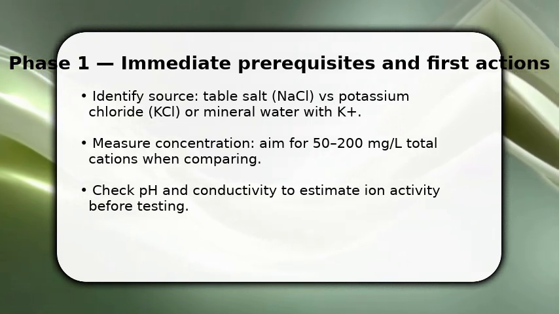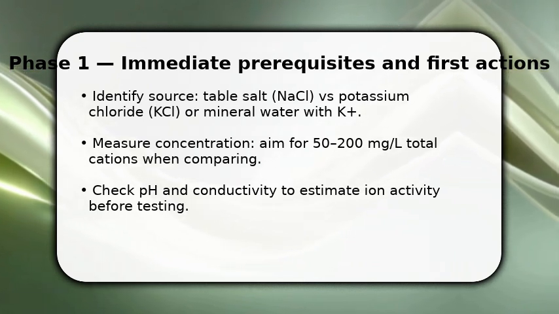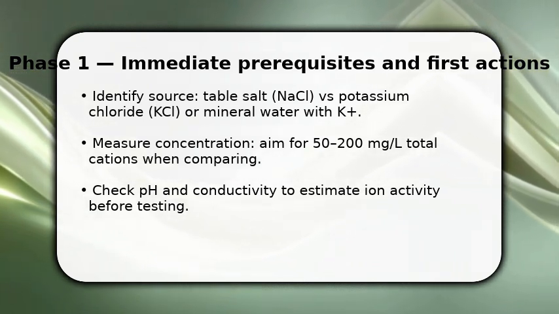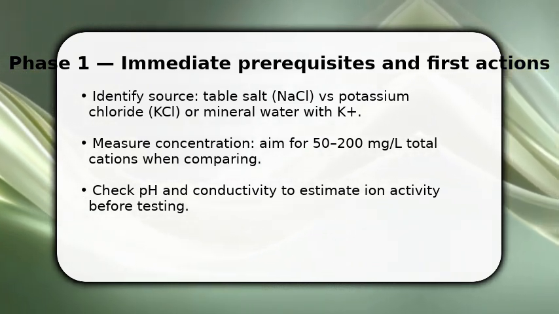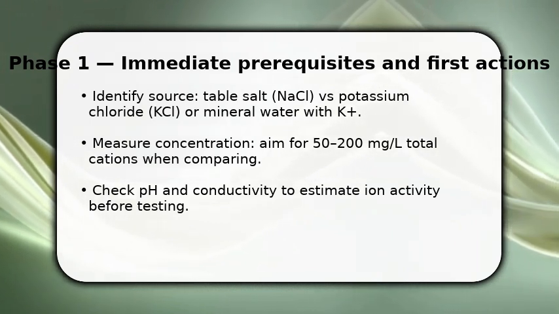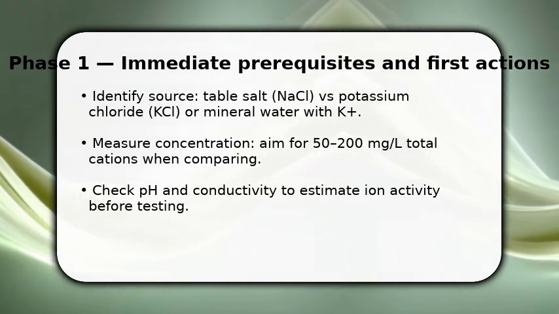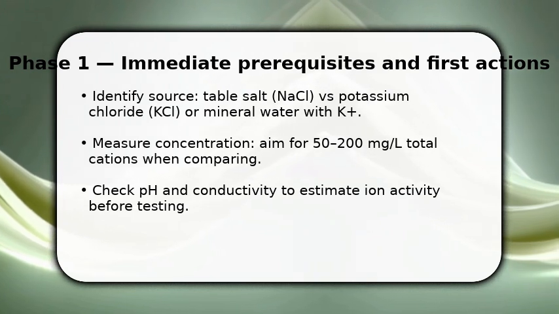Once done, measure pH and conductivity because those affect ion activity and perception. Make sure to note temperature, since solubility and sensor response change with degrees Celsius. Finally, prepare 2 identical glass samples labeled clearly, so you can compare sodium versus potassium effects under the same conditions.